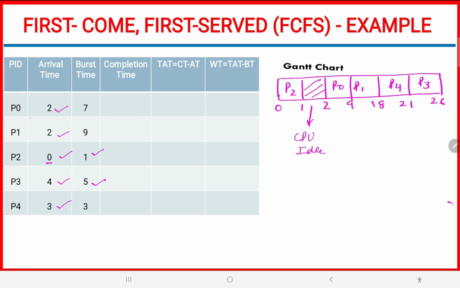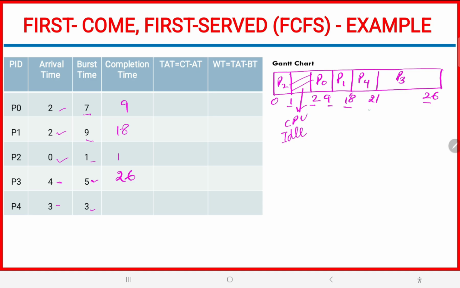If we observe over here, P0 completes at time t equal to 9. So the completion time of P0 is 9. For P1, the completion time is 18. For P2, the completion time is 1. For P3, the completion time is 26. Process P4's completion time is 21.